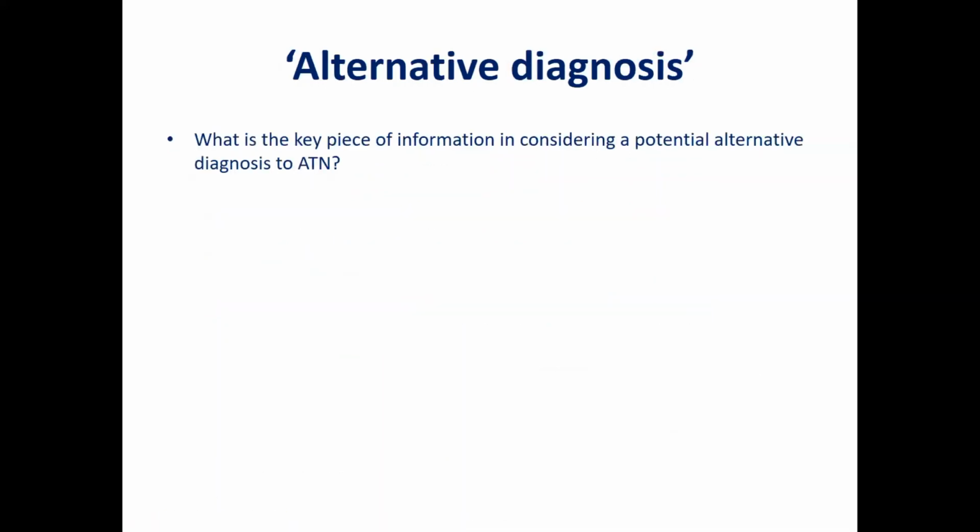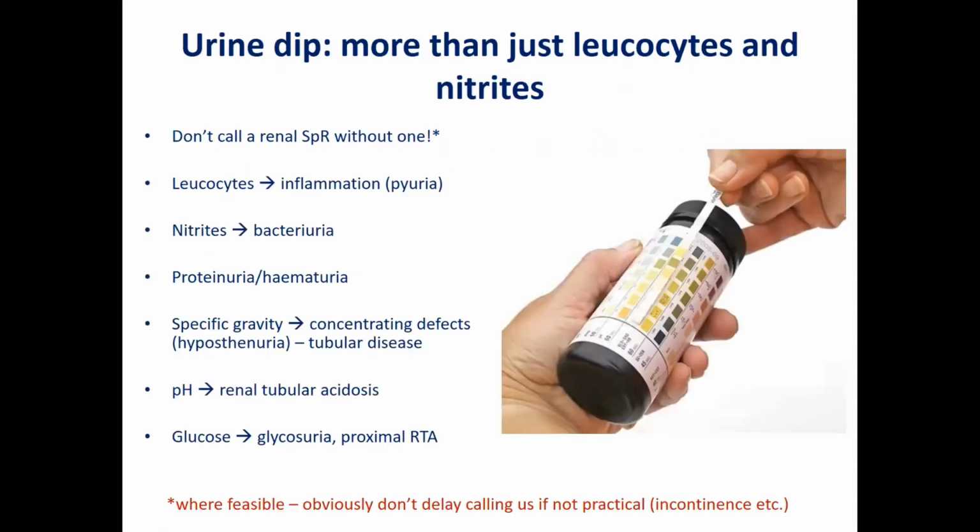Now, what about the alternative diagnosis part of this? Could she have an alternative diagnosis? As a nephrologist, what would be my key piece of information in considering a potential alternative? The urine dip. Now, when I was young and energetic, I put at the top, don't call a renal registrar without one. But actually, I'm a bit more cynical and realistic renal registrar nowadays, and sometimes it's just not feasible to get one. I'd rather you called us and said, we're waiting for it, than you didn't call us because you're waiting and it's just not practical. So ideally get one, but if it's urgent, call us anyway and we can worry about the urine dip later.